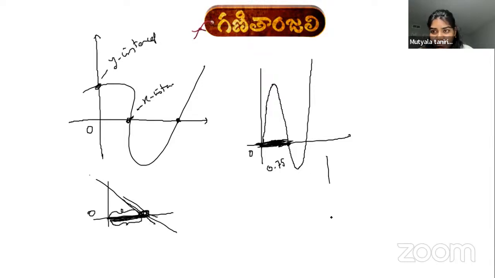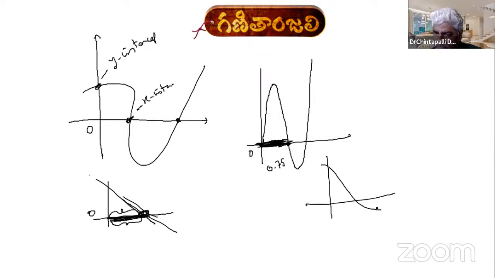Y-intercept is nothing but the distance between the point at which the curve meets the y-axis and the origin. This is called the y-intercept. X-intercept is nothing but the distance from the origin to the point where the curve meets the x-axis. This is called the x-intercept. Now tell me, what is the x-intercept and what is the y-intercept? The x-intercept is 7.5 and the y-intercept is 0. Just 0, right?